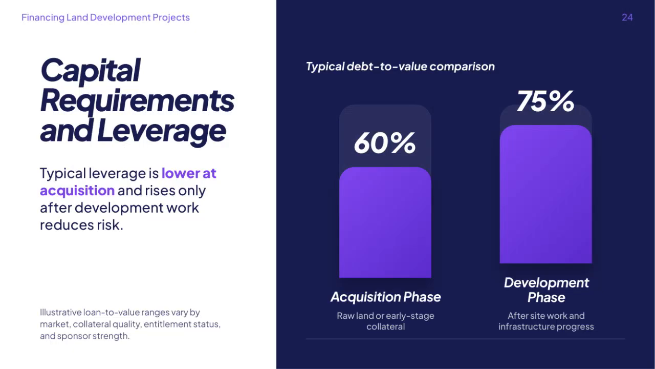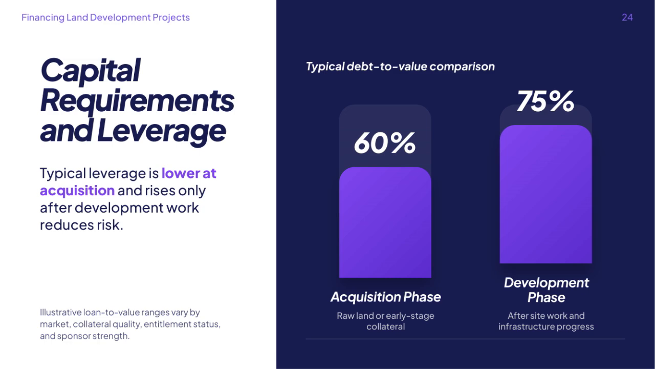Let's talk about the capital requirements and leverage considerations when financing land development projects. Typically, the amount of leverage or borrowed funds used is lower during the acquisition phase. This is mainly because at this stage, the land is often raw or in an early stage, carrying more risk. For example, loan-to-value ratios might be around 60% during acquisition. As the project progresses into the development phase, after site work and infrastructure improvements have been made, that risk decreases. Consequently, lenders are usually comfortable increasing leverage, sometimes up to about 75%.